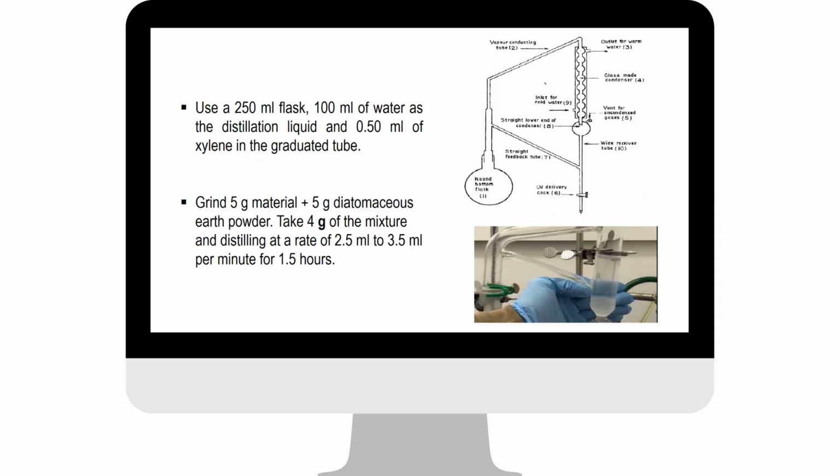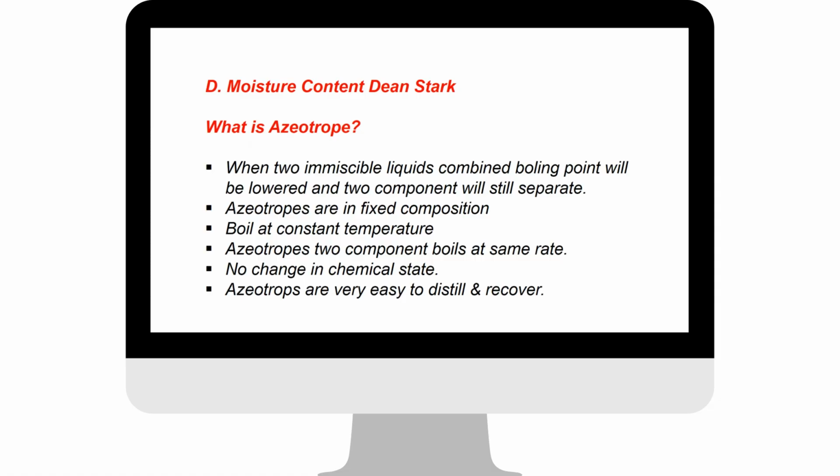So let's move. Now we are going to see the next experiment, the moisture content determination by the Dean-Stark method. It is a well-known method by which we can determine the moisture content of a drug, and it is based on the principle of formation of an azeotropic mixture, which boils at a lower temperature.